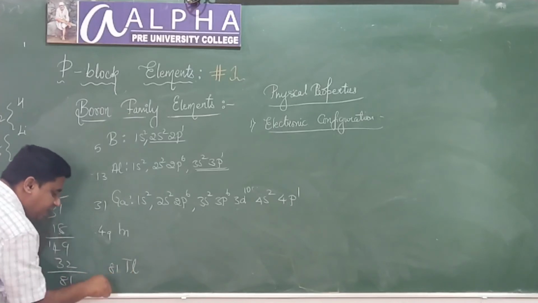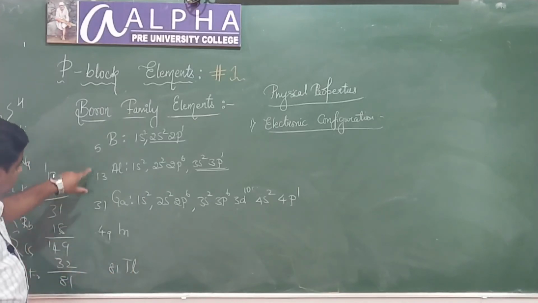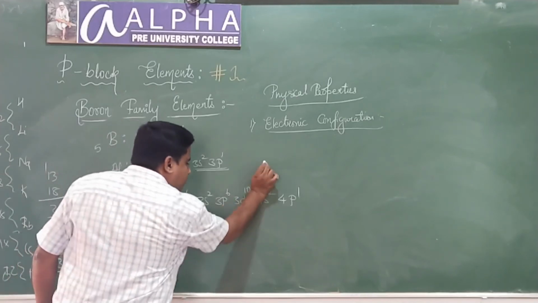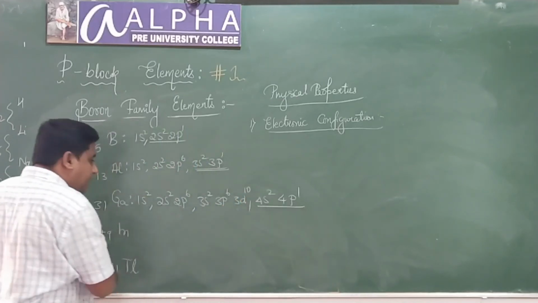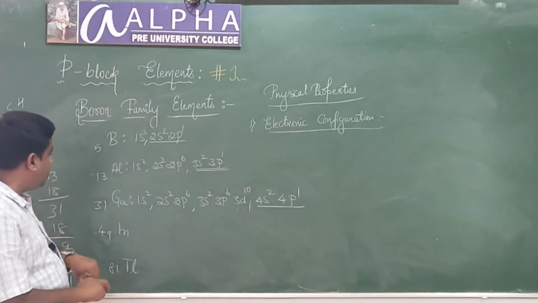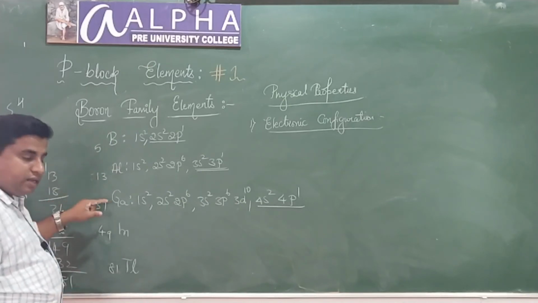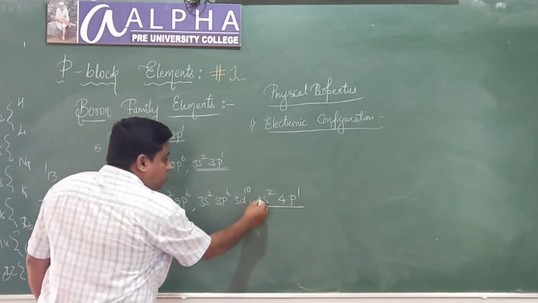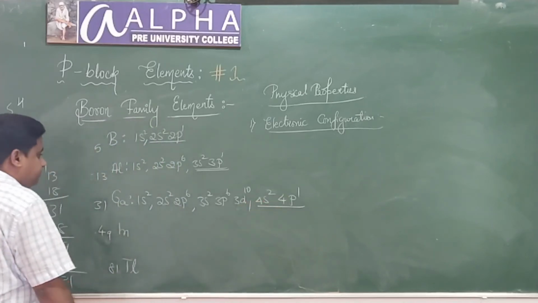Please correct the atomic numbers: 5, 13, 31, 49 and 81. So the outer electronic configuration of gallium, among boron, aluminium, gallium, indium and thallium, is 4s2, 4p1.